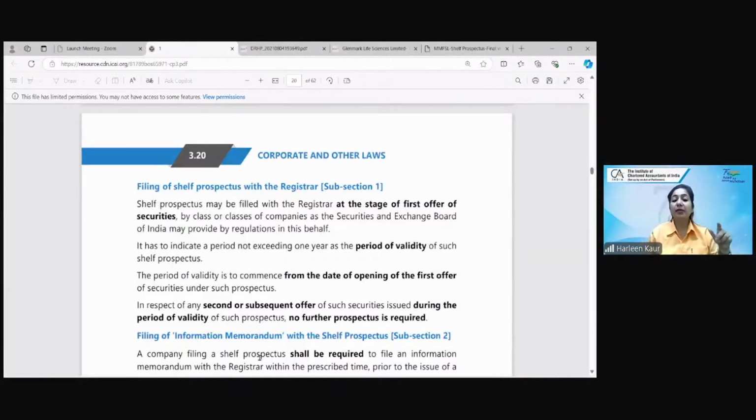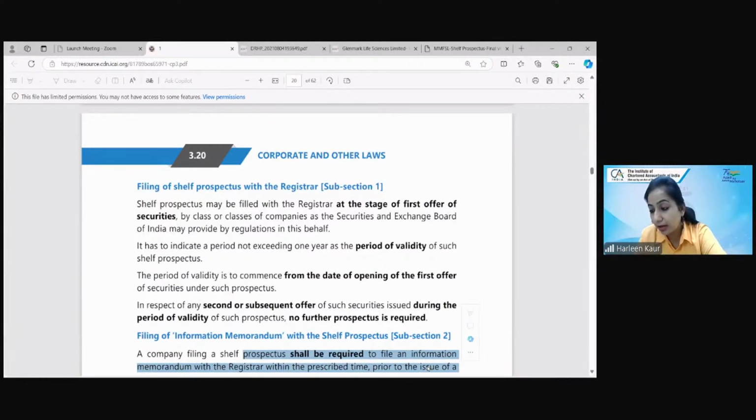So it says a company filing a shelf prospectus is required to file information memorandum with the registrar prior to the issue of subsequent offer. So when shall the company file the information memorandum? The question to all my dear students.